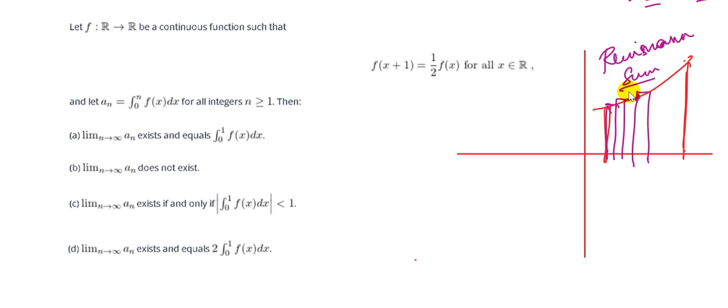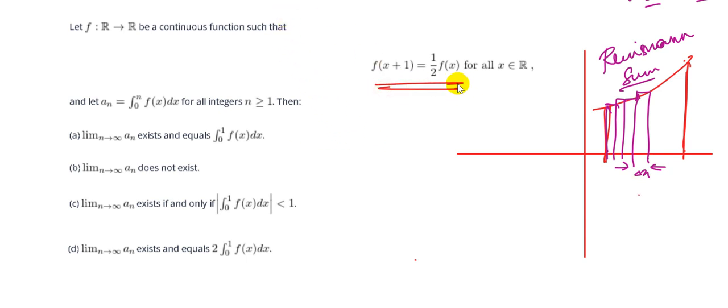It's nothing but the summation of a function over an interval, where this delta x will be very small. That's all. This is the layman's concept of integration. Clear? So if you understand this concept, this problem is very simple. Now what is given?